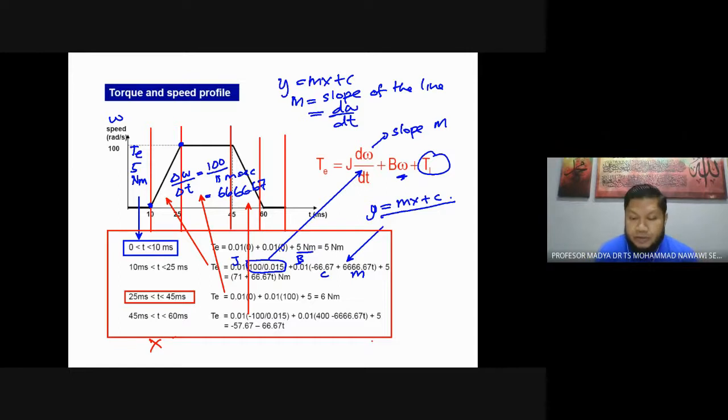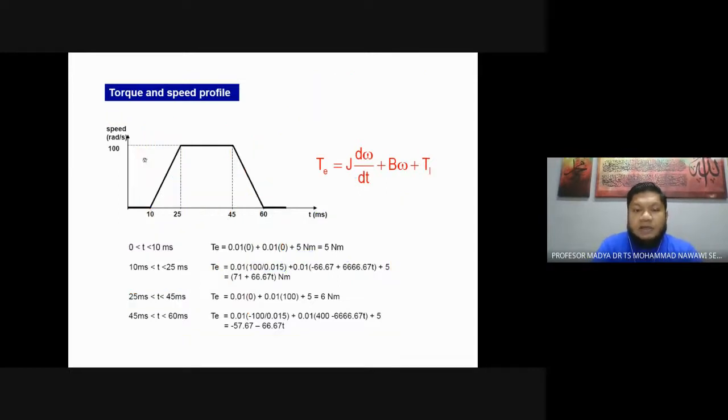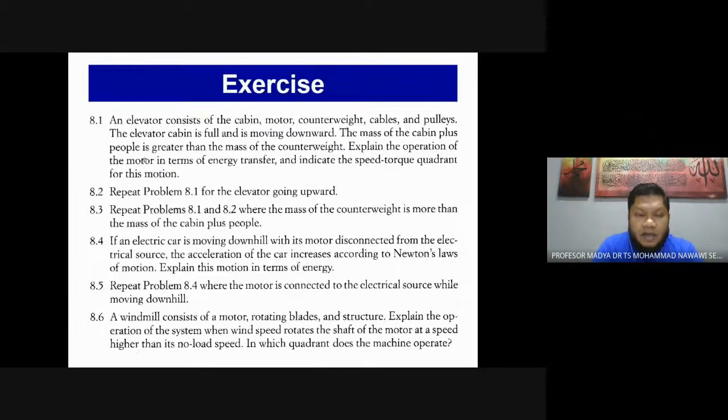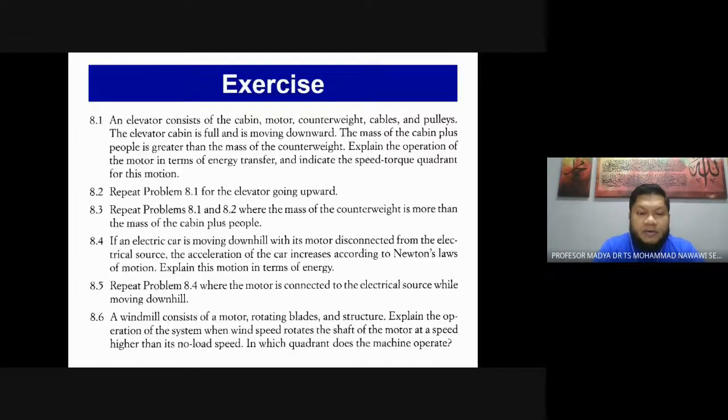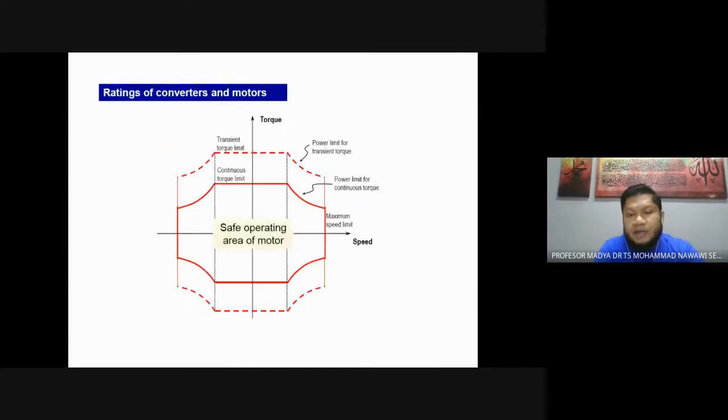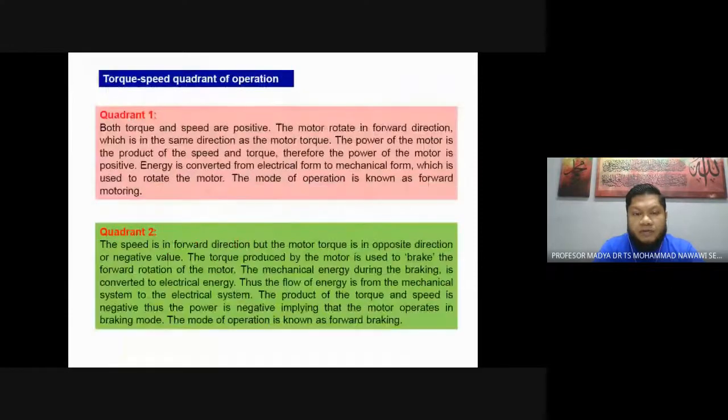Okay, so that is very much the class for today. You can try to do this. Go for Sharkawi. This is actually from Sharkawi, page 23. You can read page 236 to 268 to get further information on the slide just now, right? And you can try this exercise, right? To understand more on what we have just discussed.